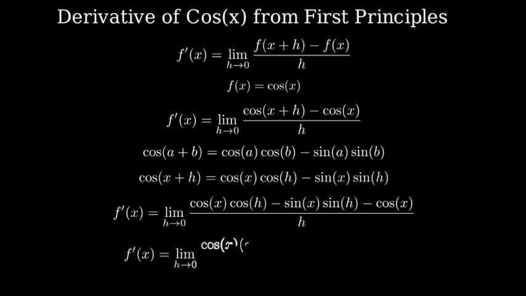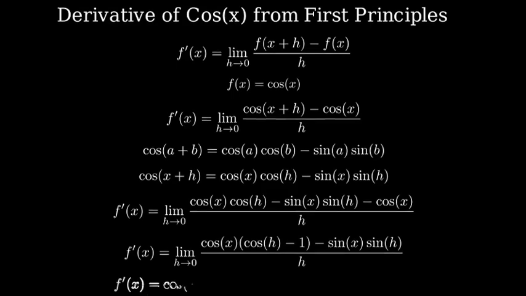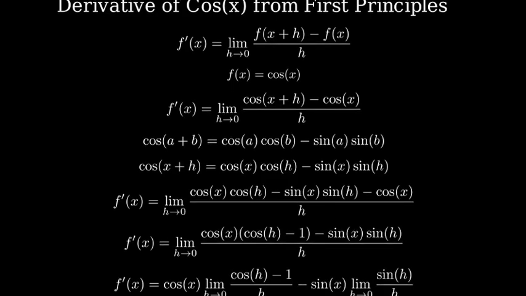Now let's factor cosine of x from the first and third terms to get the limit as h approaches 0 of cosine of x times the quantity cosine h minus 1 minus sine of x times sine h all over h. We can then split this into two terms, getting cosine x times the limit as h approaches 0 of cosine h minus 1 over h minus sine x times the limit as h approaches 0 of sine h over h.